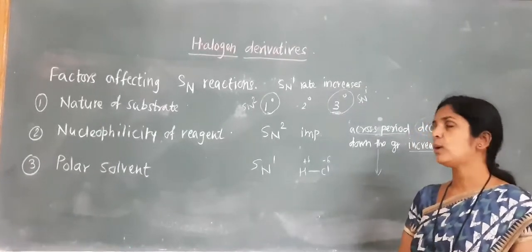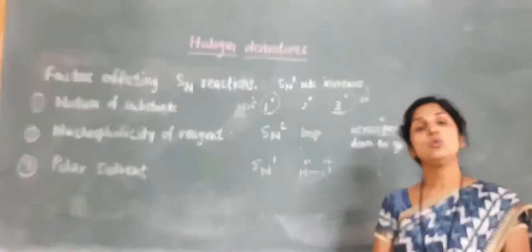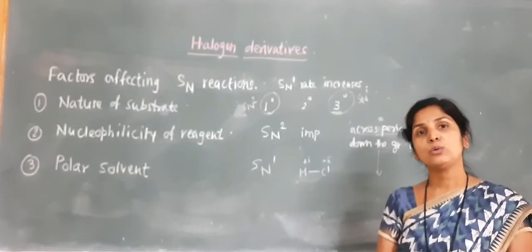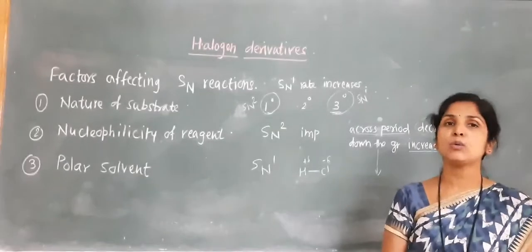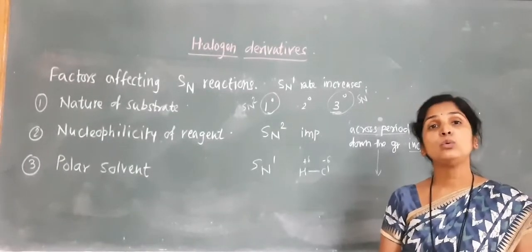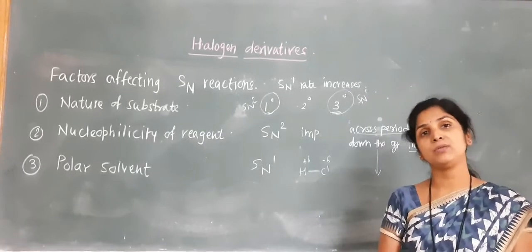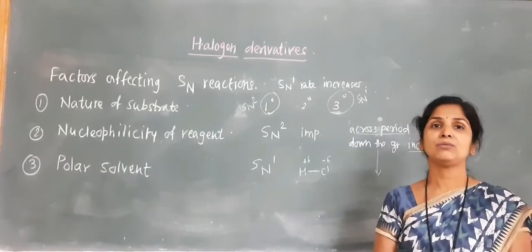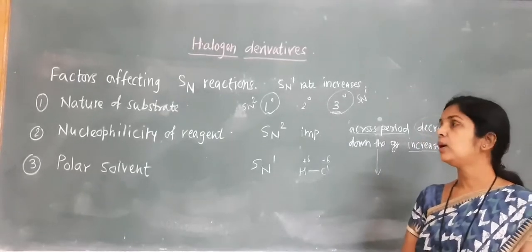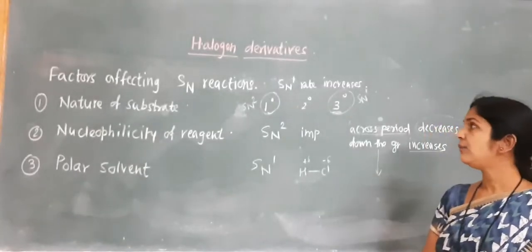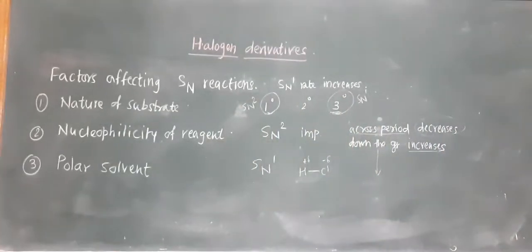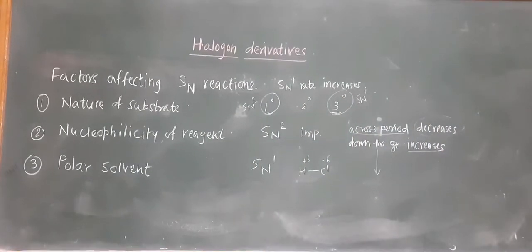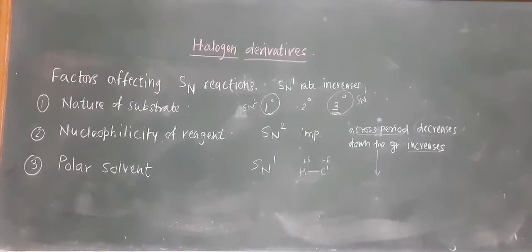So this was all about the different types of factors. You may have a question on a short note, as well as a question related to the mechanism of the reaction where you have to write down the difference between the SN2 and the SN1 reaction. So this was all about the different types of factors affecting the SN reactions. We will see the remaining part in the next lecture. Till then, thank you.